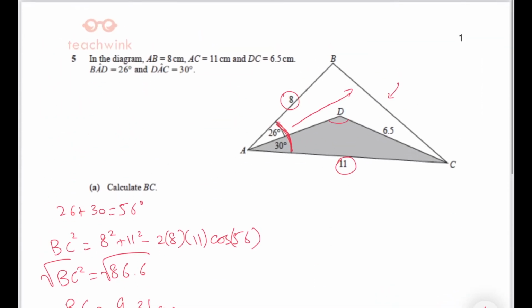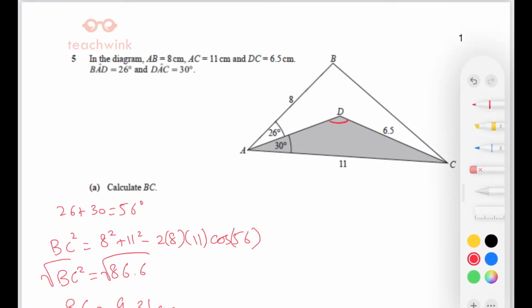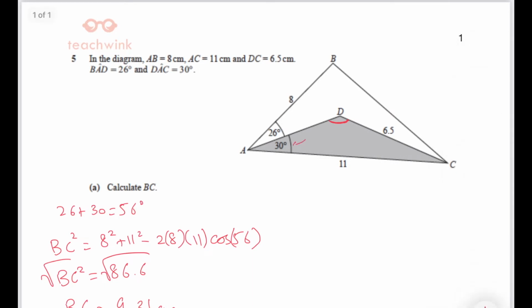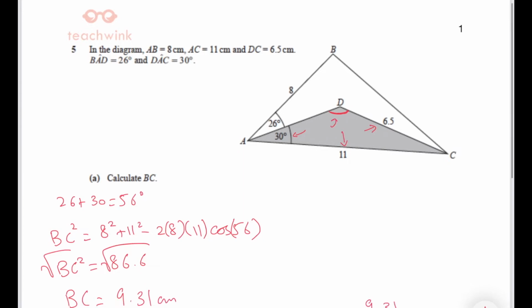They're asking for this angle right here. How do we find this angle? Okay, so let me remove all other things. First of all, to find this angle, we have this angle right here, this length, and we have this length, and we need this angle. So we use the sine rule.